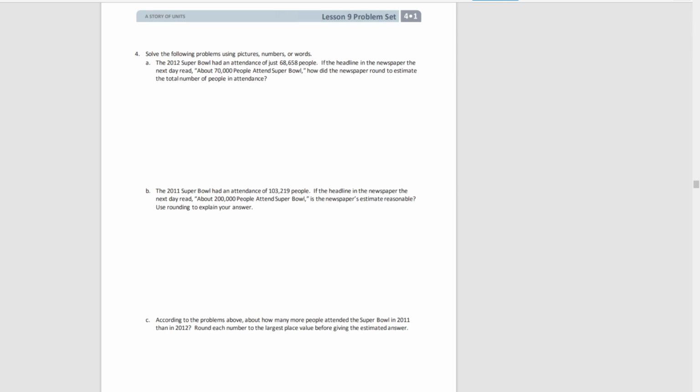So it says the 2012 Super Bowl had an attendance of just 68,658 people. If the headline in the newspaper the next day said about 70,000 people attended the Super Bowl, how did the newspaper round to estimate the total number of people in attendance? So pause the video and try that one.